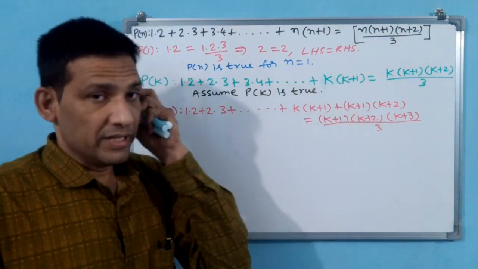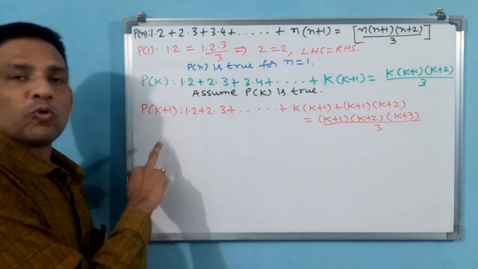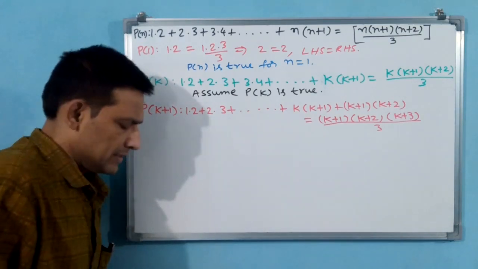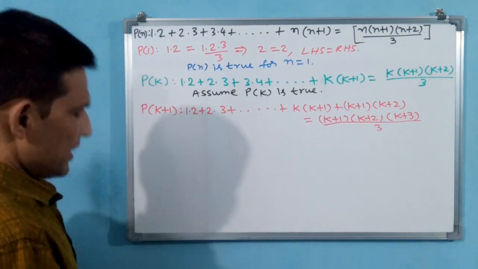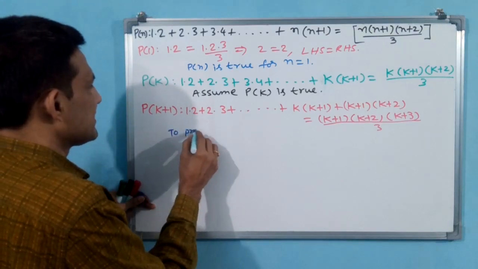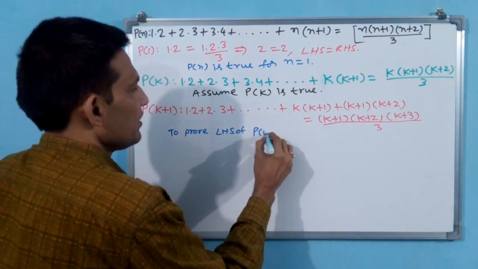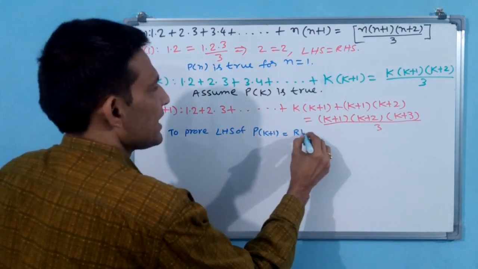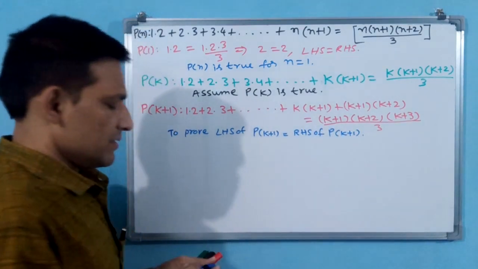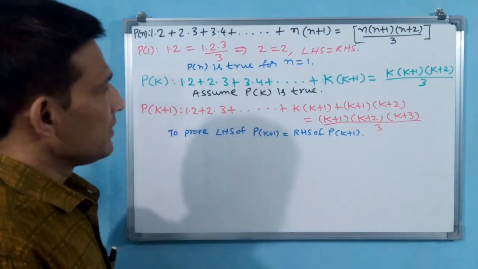This is LHS of P(k). You see, what we have to write here now, to prove LHS of P(k+1) is equal to RHS of P(k+1), that you have to write down. That is very essential. To prove LHS of P(k+1) is equal to RHS of P(k+1). Okay, this is very essential. Now if you prove LHS is equal to RHS, then your answer will be over.